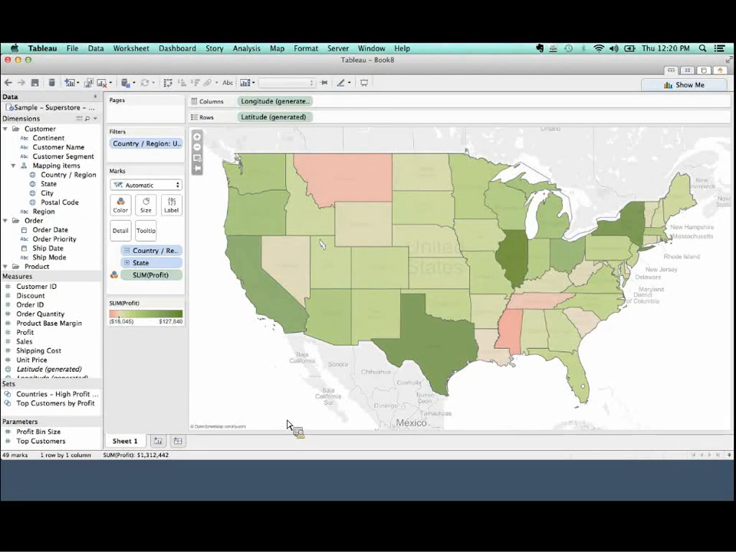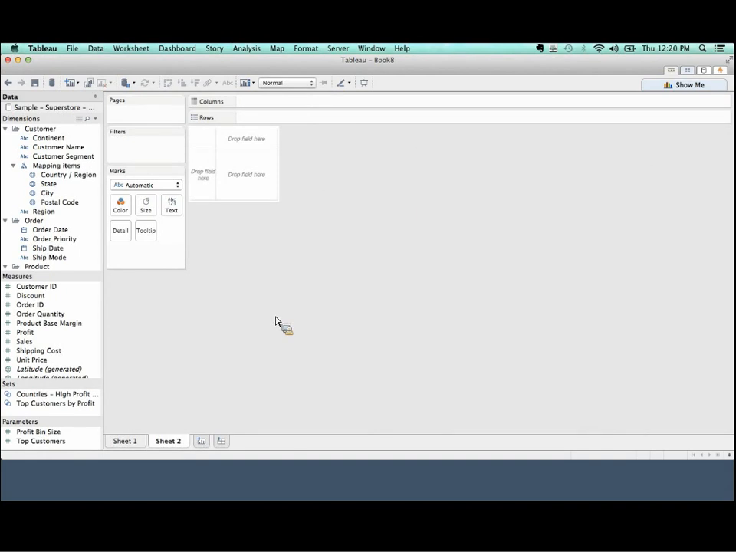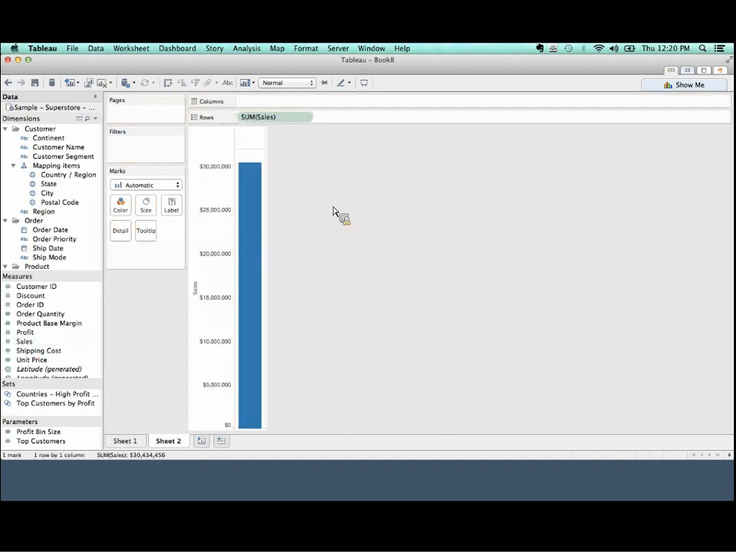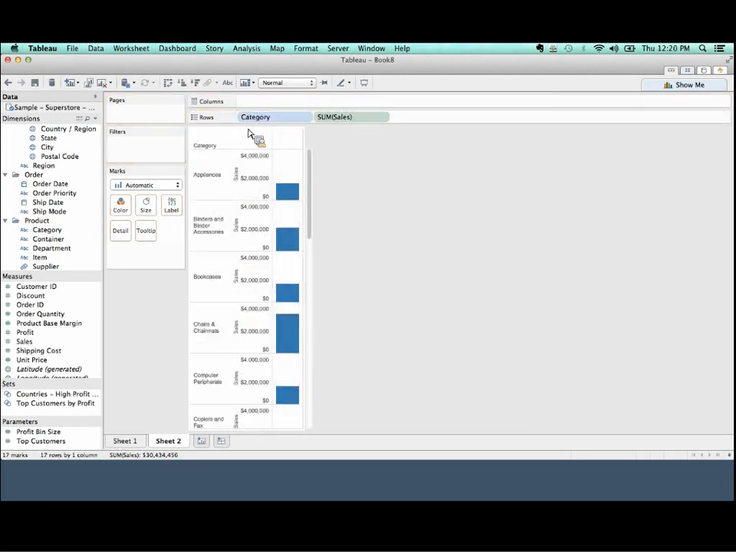We might be interested in asking the question, why is that happening? Let's quickly do another sheet and try to figure that out. I'm going to plot sales by, what should we do? Why don't we break it down by the kind of product that we're looking at? So I'll go with product category and see if we can make sense of it.